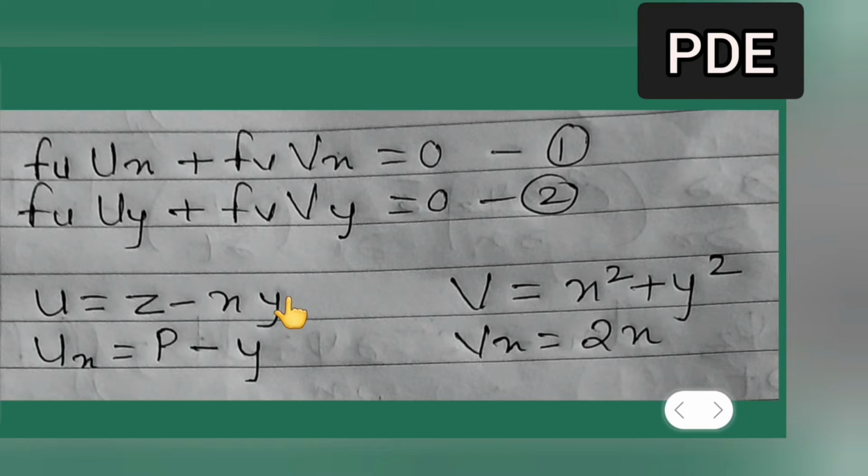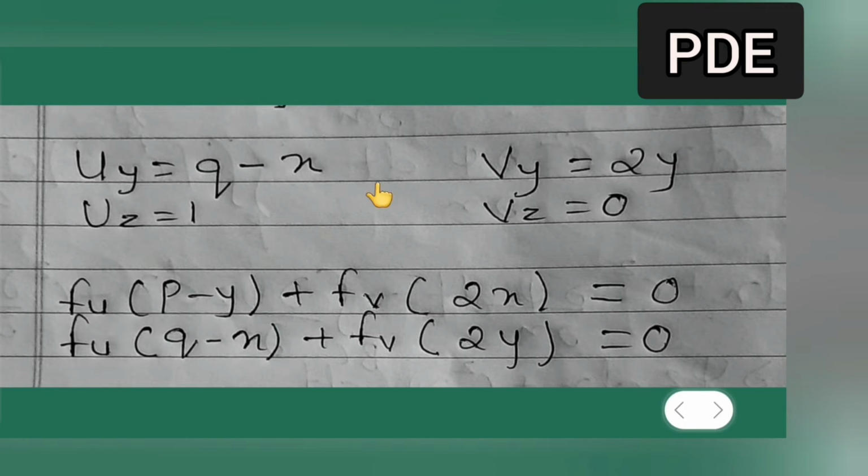Now differentiate this u with respect to x. What I am going to get is p minus y. If I differentiate z with respect to x, what I am going to get is dou z by dou x, which is equal to nothing but p. Now v is equal to x square plus y square. Differentiate this with respect to x. So I will get only 2x, because this is 0 plus 0. This y square will be a constant because I am only differentiating with respect to x.